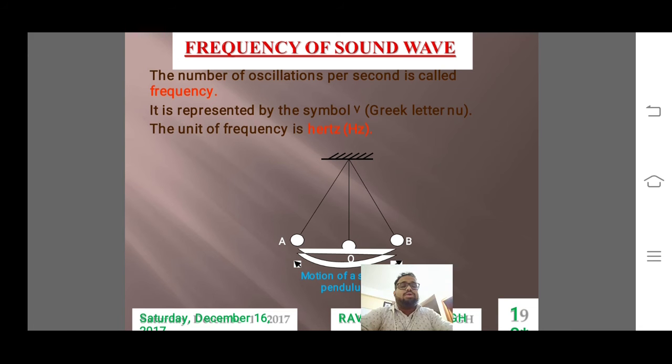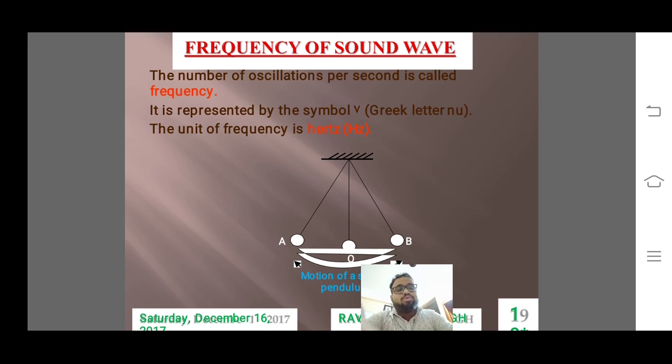So I have given one question in the homework also, I will give you. You have to calculate the time period of a particular pendulum or object if it oscillates 120 times in 3 minutes. You can write the question. So first you can take out the frequency, and then you can do time period equal to 1 by frequency.